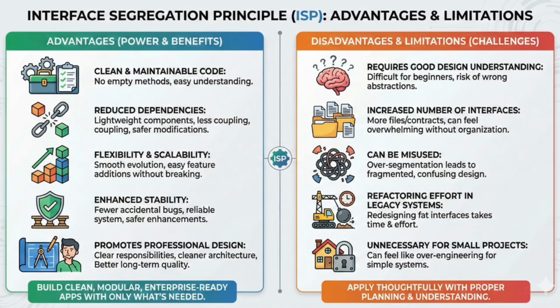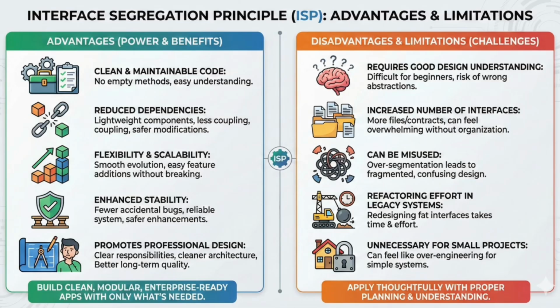Second, it reduces unnecessary dependencies. ISP ensures that classes are not forced to depend on features they don't use. This keeps components lightweight, less coupled, and easier to modify without affecting unrelated parts of the system. Third, it improves flexibility and scalability. When new features are added, we can simply introduce new small interfaces without breaking existing ones. This allows systems to evolve smoothly as requirements grow.